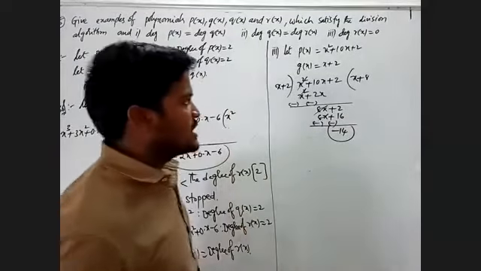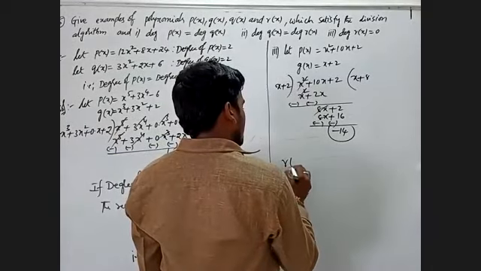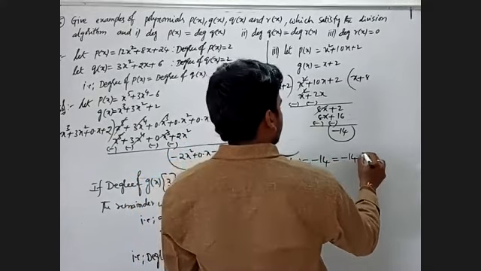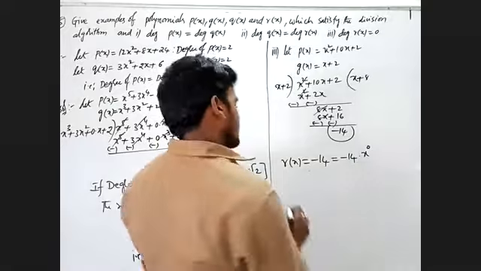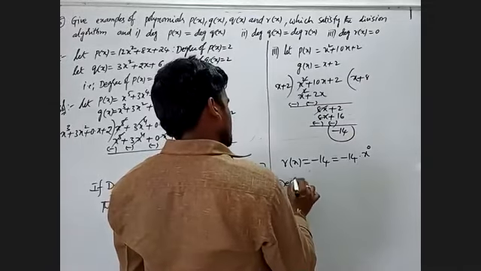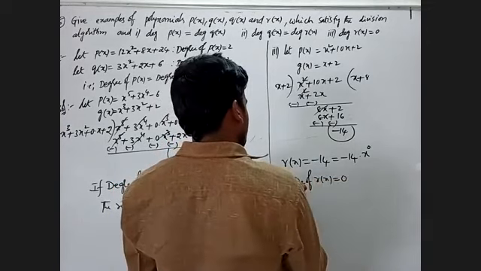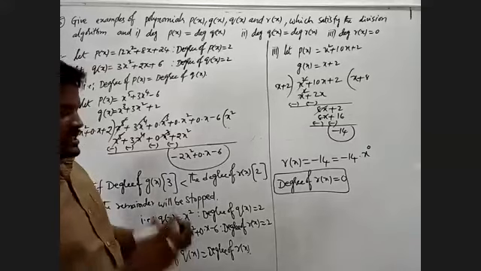What will be true in this one? Degree of r(x). I will write r(x) is equal to minus 14. Then I will write minus 14 into x power 0. Any number to the power 0 becomes 1. And I will write degree of r(x) is equal to 0. We will write this one.